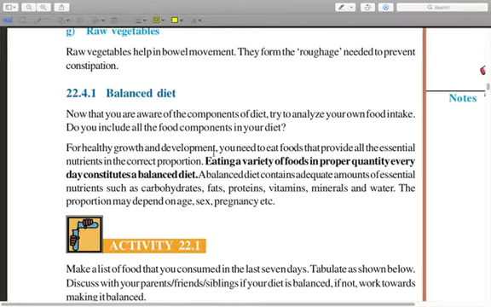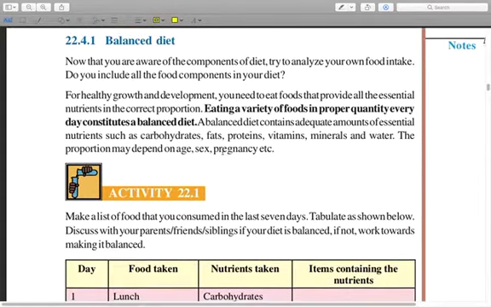A male person will have to have more protein and nutrients, while a female doesn't need as much. There will be a little difference, and age also. A child will need less than an adult, like that. And during pregnancy they will need a lot more, so it depends. So our food intake has to be balanced.